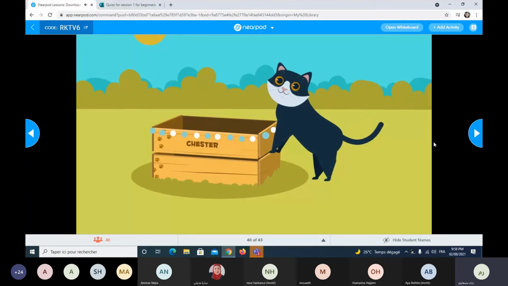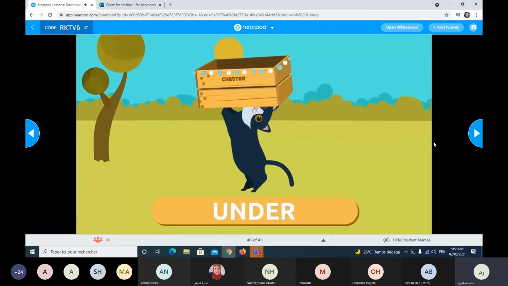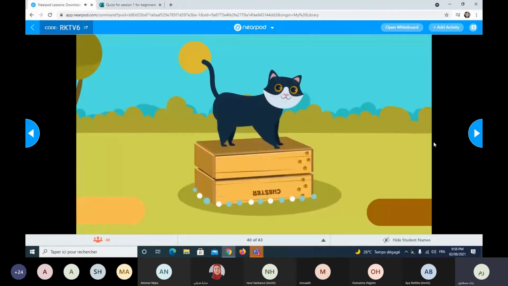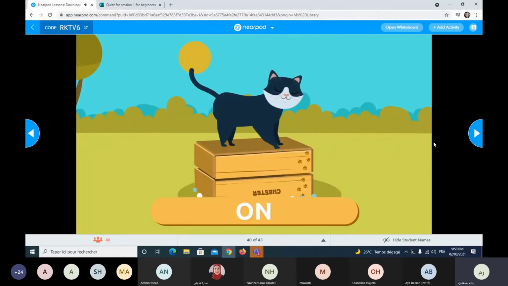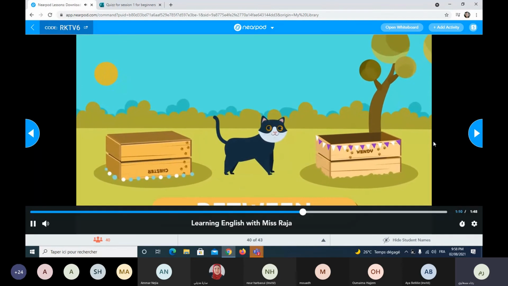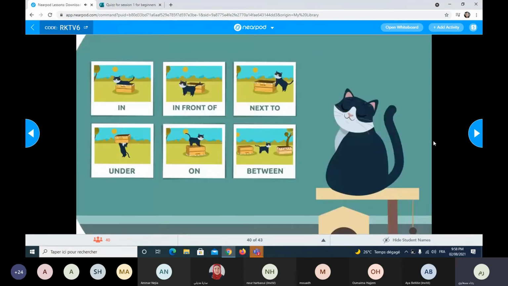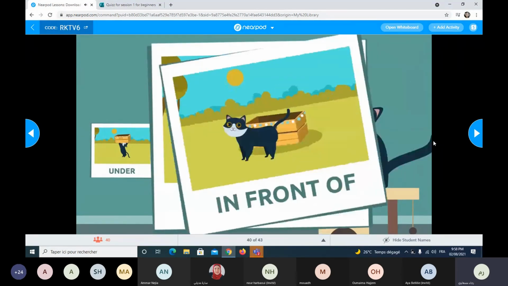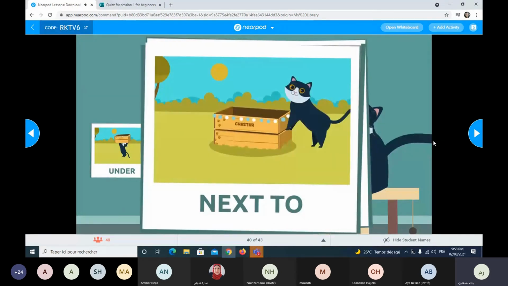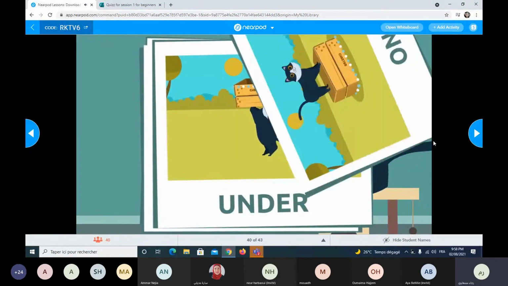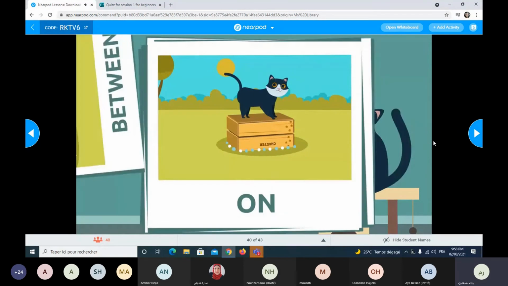Where is Chester now? Chester is under the box. The cat is under the box. Where is Chester? Chester is on top of the box. The cat is on top of the box. Where is Chester? Chester is between the boxes. The cat is between the boxes. In the box. In front of the box. Next to the box. Under the box. On top of the box. Between the boxes.